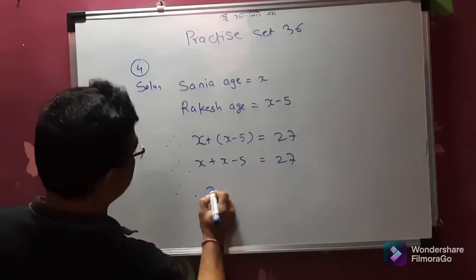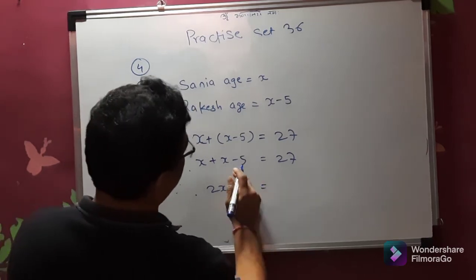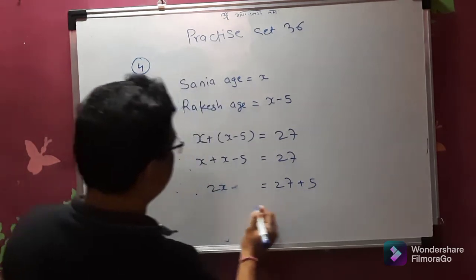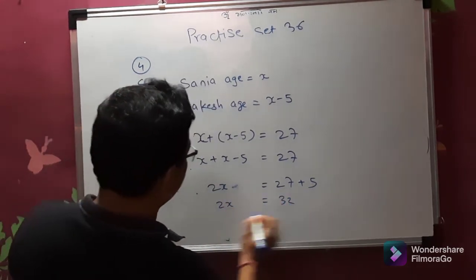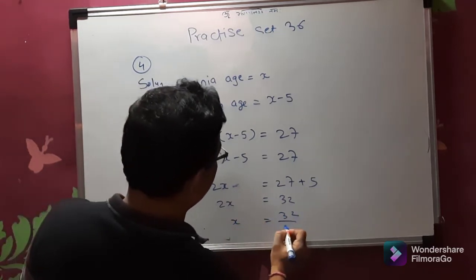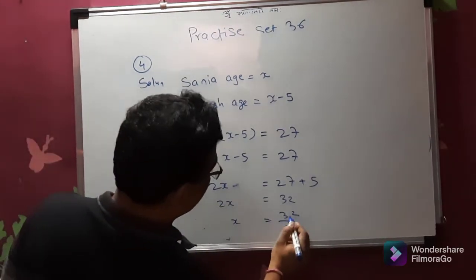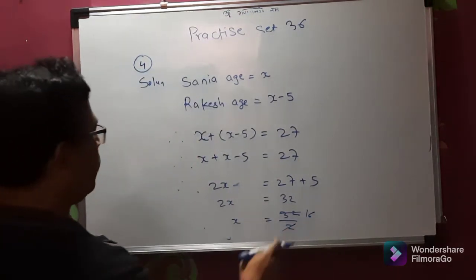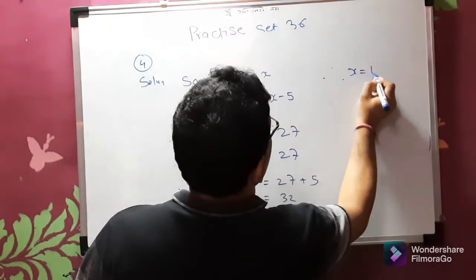So x plus x is equal to 2x. We'll shift this minus 5 to the other side, and it becomes plus 5. So 2x is equal to 32. So x is equal to 32 divided by 2. We move this 2 across, so 2 ones are 2, and the answer will come 16. So x is equal to 16.